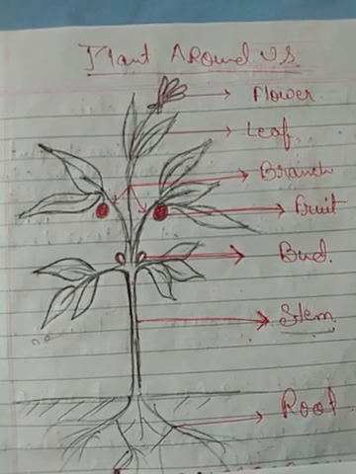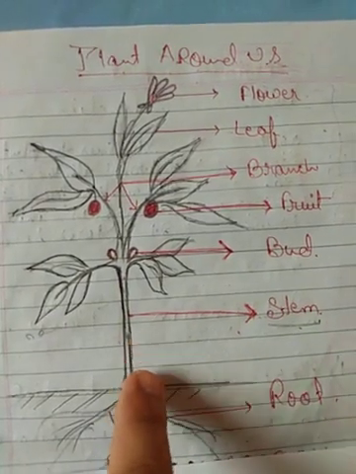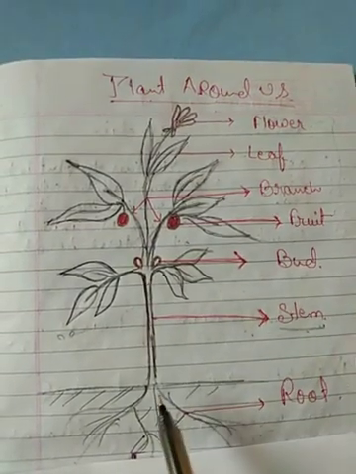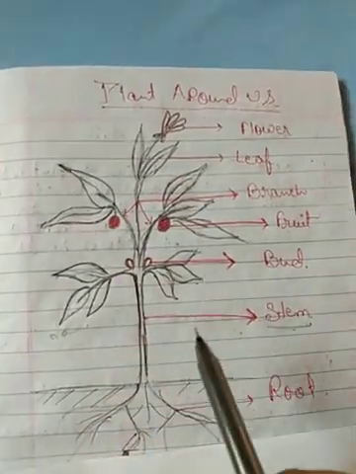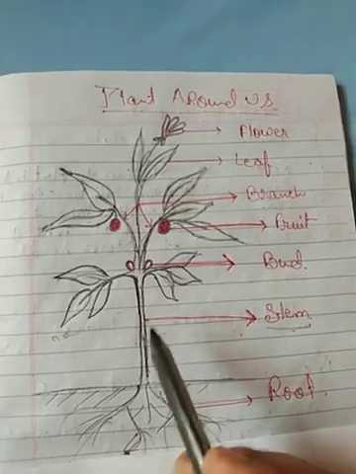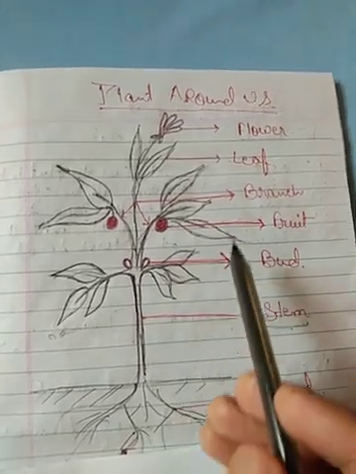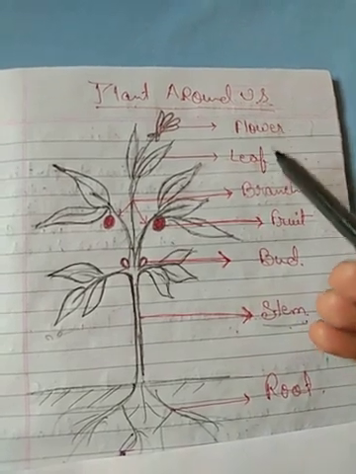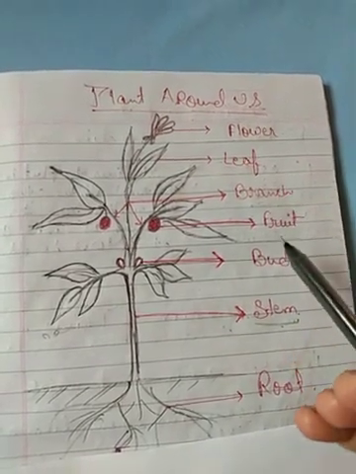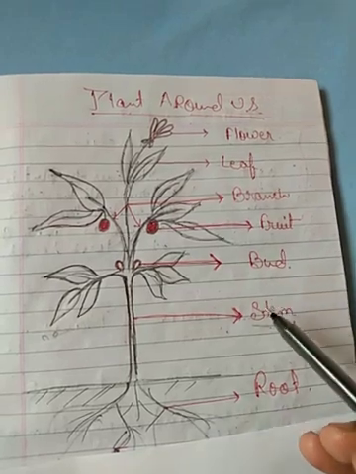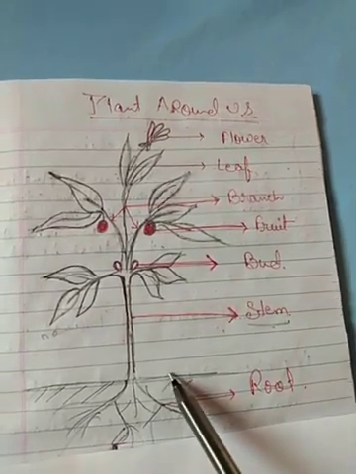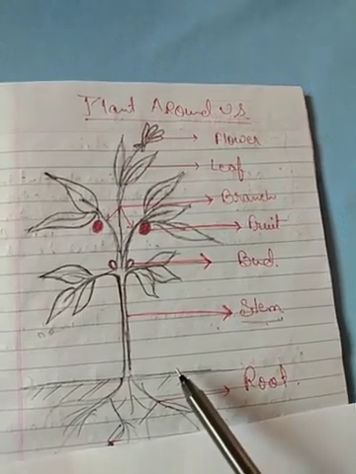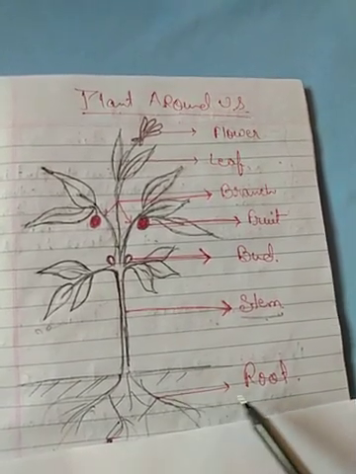The part of the plant which is above the soil and visible to us has different parts: flowers, leaves, branches, fruits, buds and stems. And the part of a plant which is below the soil, which is not visible to us, is called the root.